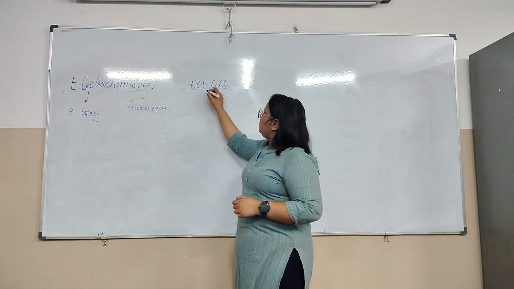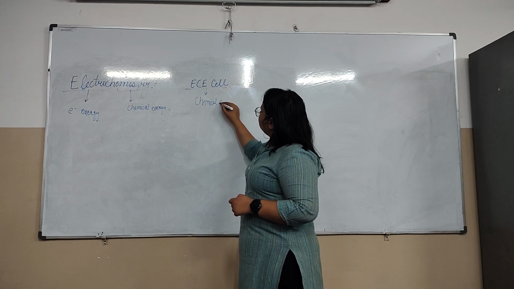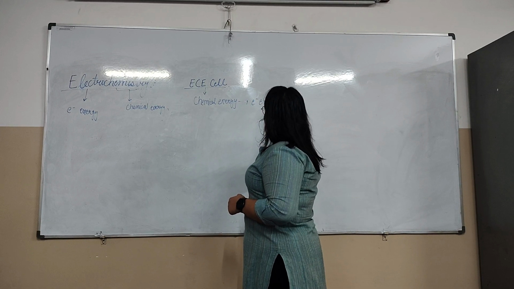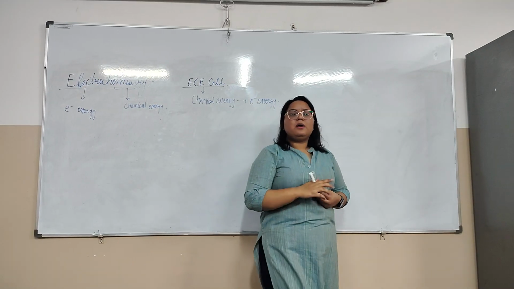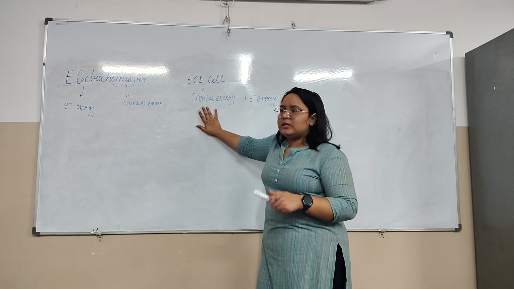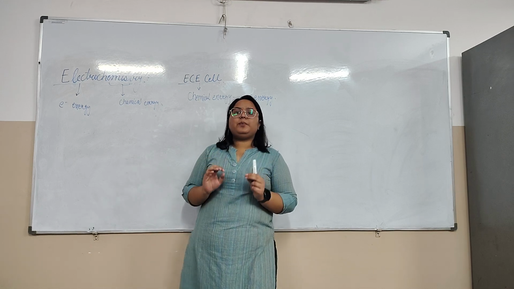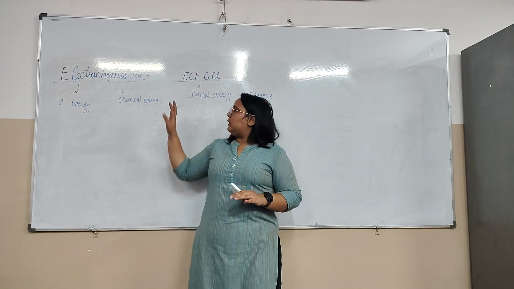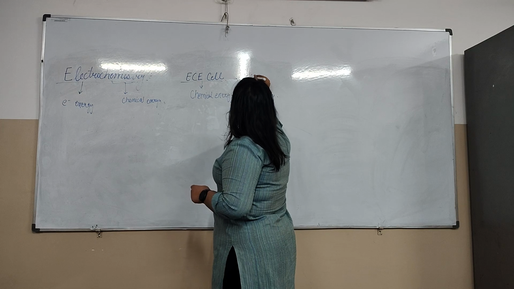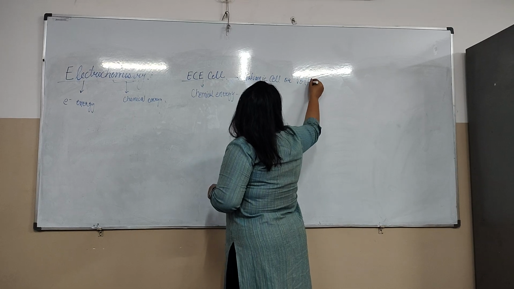Electrochemical cell. Now, in the electrochemical cell, what are we doing? We are converting chemical energy to electrical energy: how, with the help of some chemical reactions, we can produce electricity. Now in your syllabus, one important cell is given, that is the Daniel cell. The Daniel cell is an example of an electrochemical cell, also known as galvanic cell or voltaic cell.